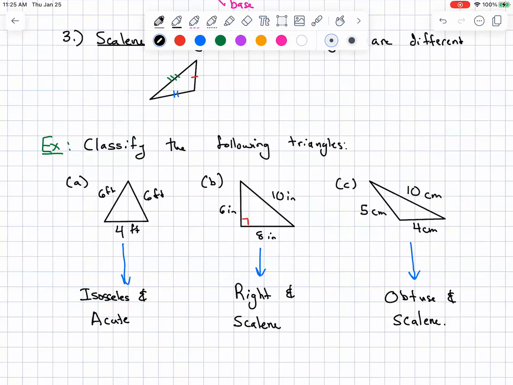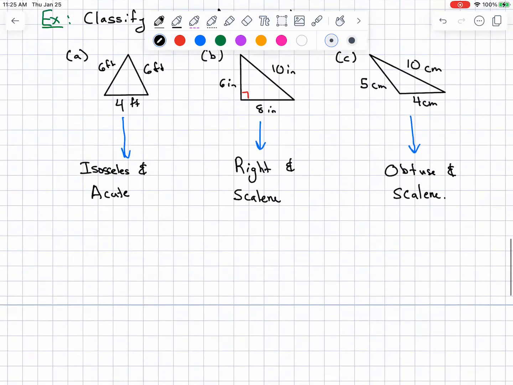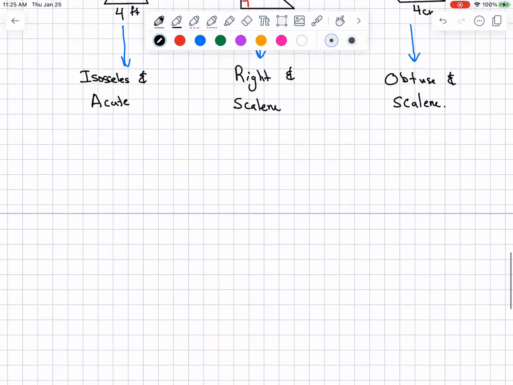All righty. So, any questions on classifications? Now let's do some actual math. But in order to do the math, we need to know the formulas for perimeter and area.